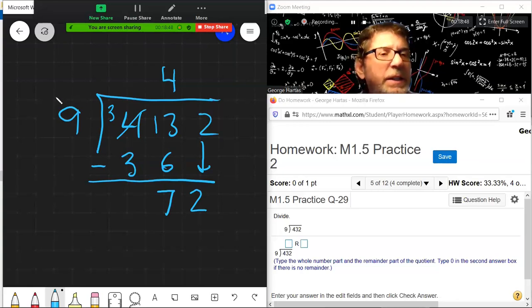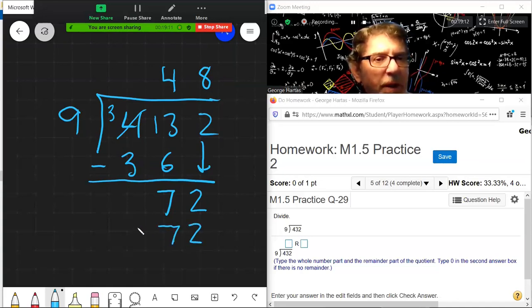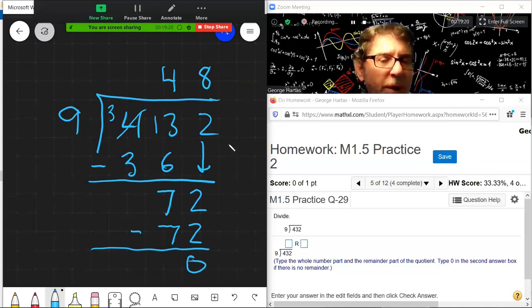So now we have to divide 9 into 72. Well, 9 divides into 72 8 times, and you put the quotient over the number you just brought down. That way things line up. 8 times 9 is 72. That's the multiplication step. 3rd step is to subtract. 4th step is to bring down the next number, but there are no more numbers to bring down. We're done. So this is our remainder. The quotient is 48. Remainder is 0.